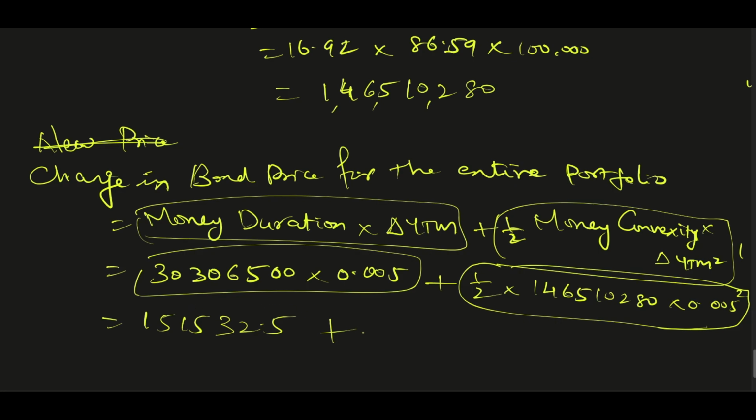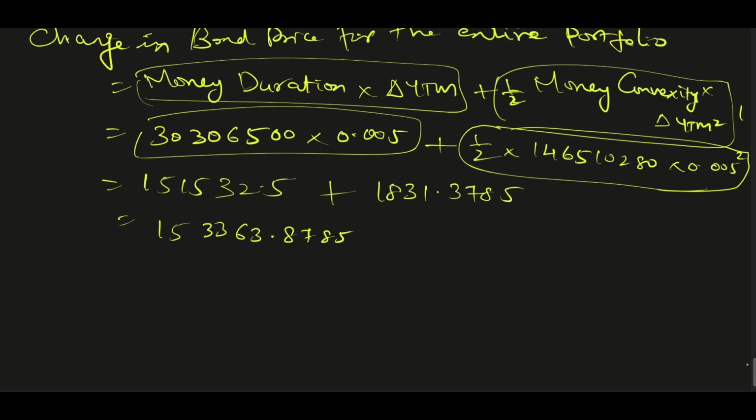the second one is 1,831.3785. So this comes to 153,363.8785.